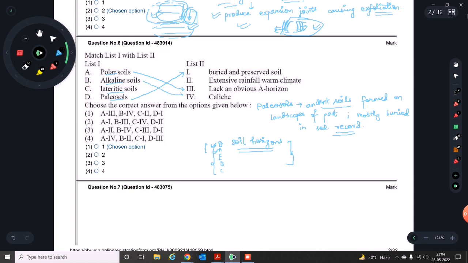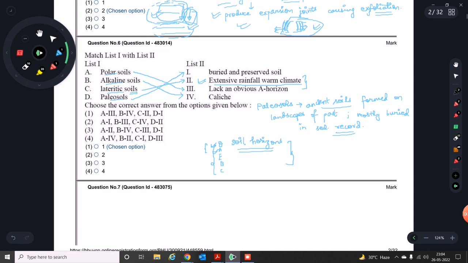Then we have alkaline soils. Alkaline soils are nothing but the part of caliche. And then lateritic soils. Lateritic soils are basically because of extensive rainfall, warm climate. When there is a cycle of extensive rainfall followed by warm climate, then we have laterite deposits. Laterite are like dark red iron deposits. So this environment signifies laterite deposition.